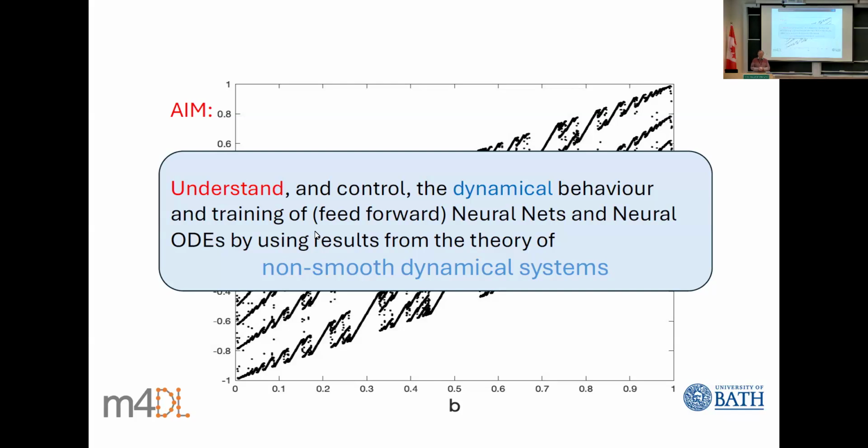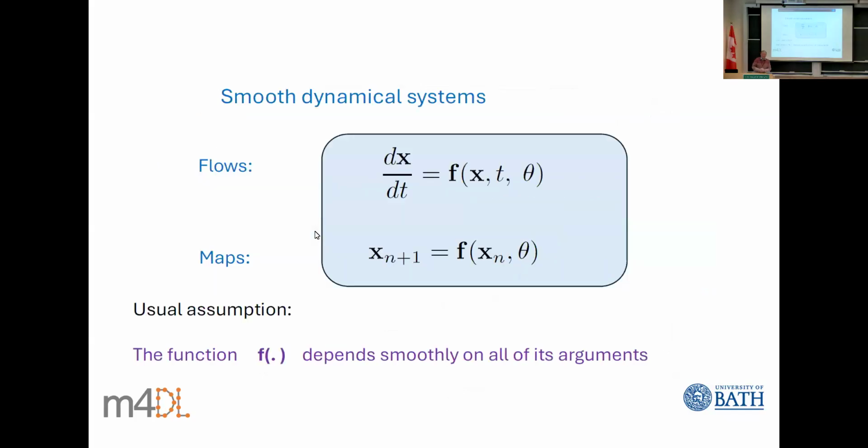Okay, so where do we start? Let's start with dynamical systems. We're here at a dynamical systems meeting. So what is a dynamical system? Basically, it's some sort of evolutionary process, either a differential equation or a map. What we're mostly familiar with, if you look at most of the textbooks on dynamical systems, are smooth dynamical systems. So you could have a flow, dx/dt = f(x, t, θ), where the function f is a smooth function of its arguments. Much of the theory about dynamical systems makes that assumption. Similarly, you can have a map, which has the same property of being smooth.